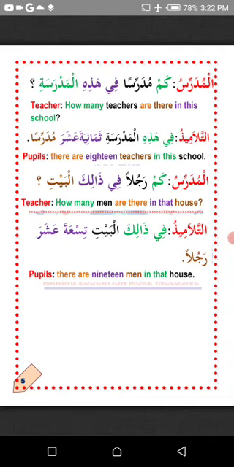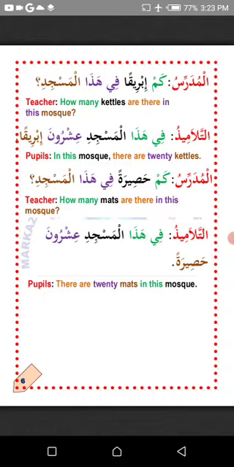المدرس teacher. كم رجلا في ذلك البيت؟ How many men are there in that house? Now the answer. التلاميذ. The pupils are responding. في ذلك البيت 19 رجلا. There are 19 men in that house. لعلك فهمت? I hope you understand. ما شاء الله.